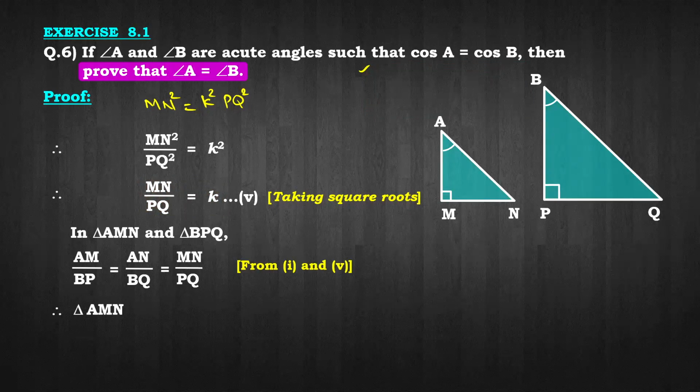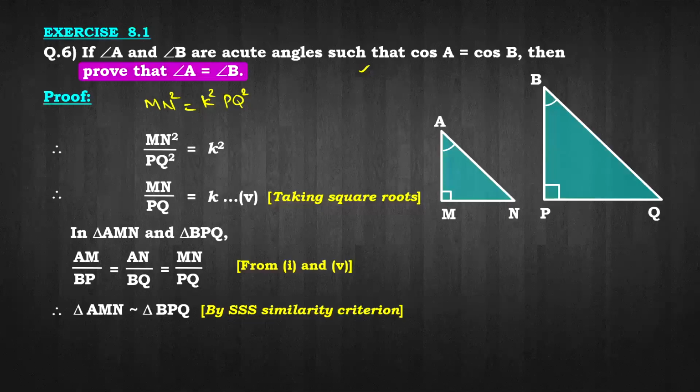Now triangle AMN and triangle BPQ are similar. By what property? By SSS similarity criterion. What is this SSS similarity criterion? If you take ratios of the corresponding sides, that is AM by BP, AN by BQ, and MN by PQ, and all these ratios are equal, then the two triangles are similar. Therefore, the corresponding angles are also equal. So, angle A is equal to angle B.